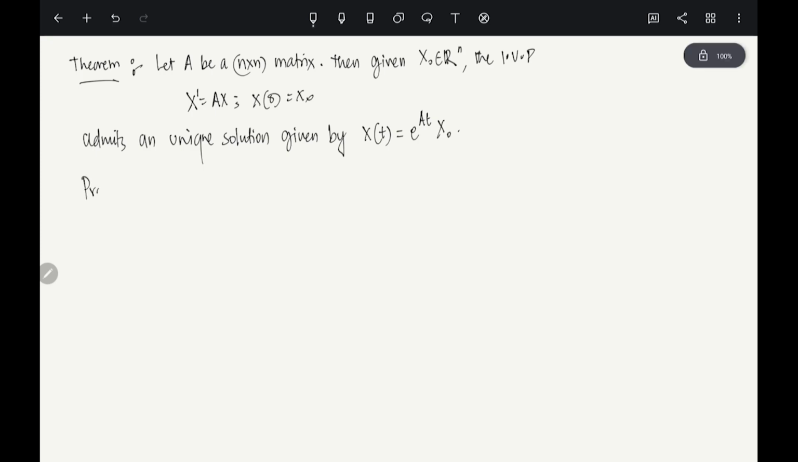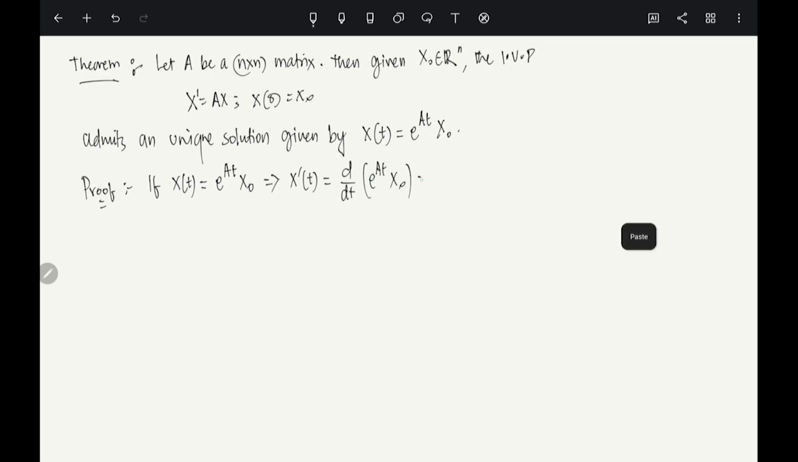See, proof. If x(t) is nothing but e^(At) times x naught, that will imply x prime of t is d/dt of e^(At) times x naught. See, x naught is independent of t, right? So d/dt of e^(At), we know that it is A e^(At) times x naught. And e^(At) times x naught is nothing but x(t). So this is A times x(t). Clear? So x prime t equals A times x(t).